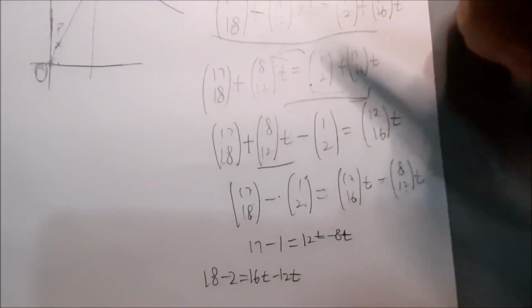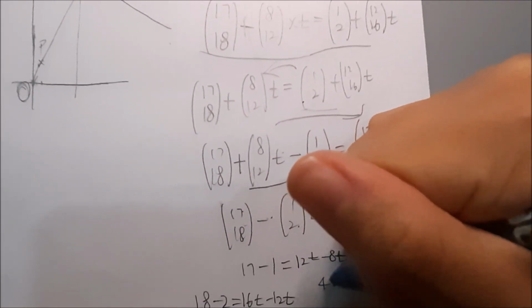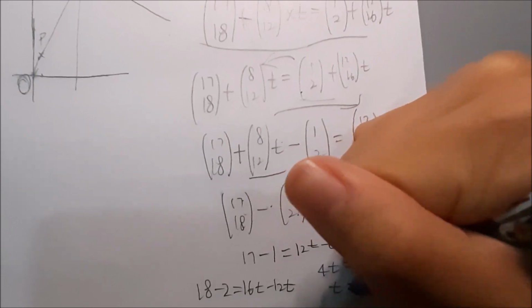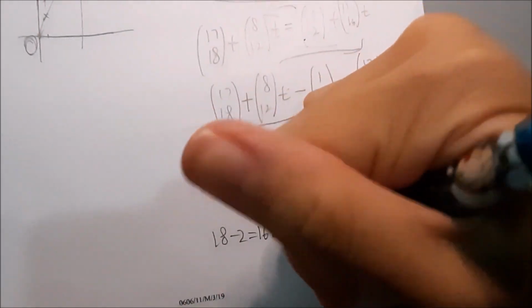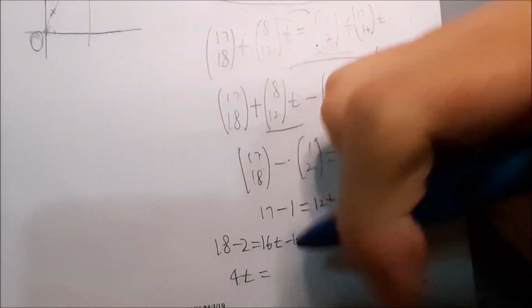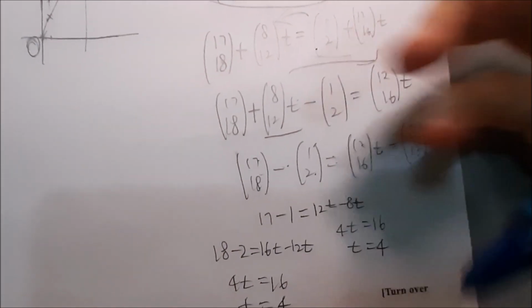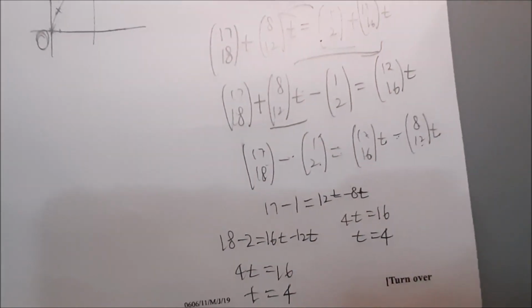You can do either way because they're both going to give you the same answer. So I can show you, it's 4t equals 16, so t equals 4, and you can check it. 16 minus 12 is 4t equals 16, so t is 4. So they're the same answer. So basically t equals 4.